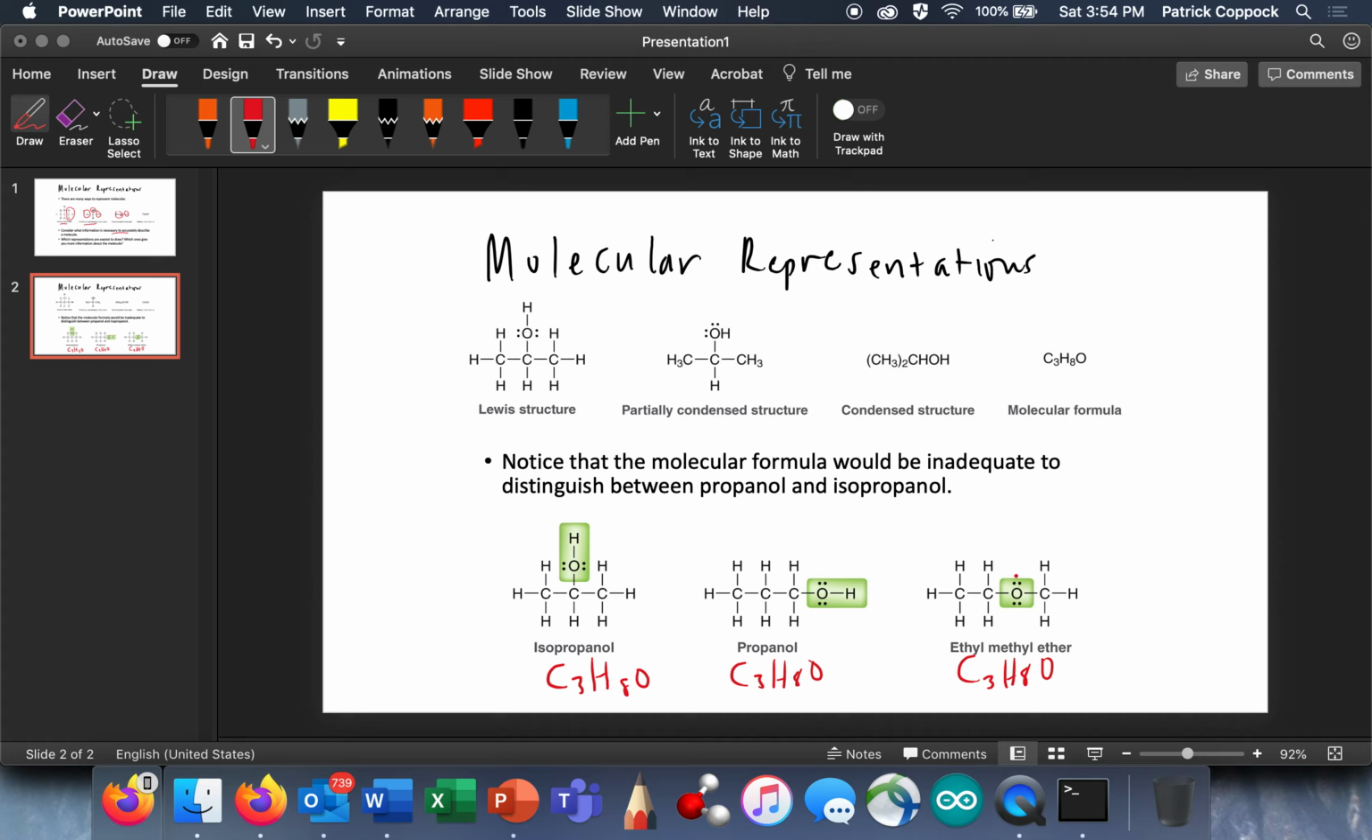So you can see that the molecular formula is not enough. There are going to be many times in this course when we're going to need more information, right? And so we can either use the full Lewis structure or we can use some kind of a condensed structure in order to differentiate between these three molecules. But the molecular formula is simply not going to be enough. Okay? So this is an introduction to molecular representations.